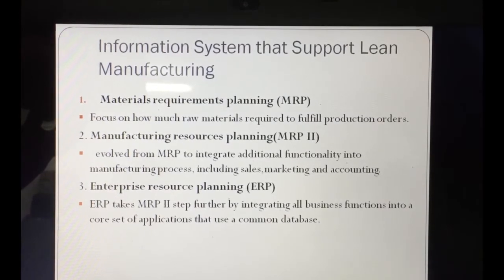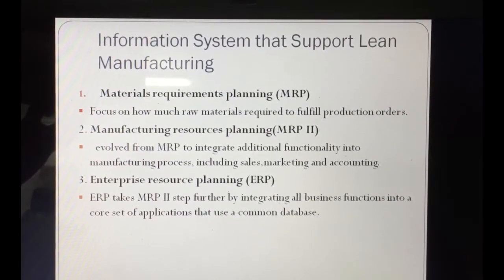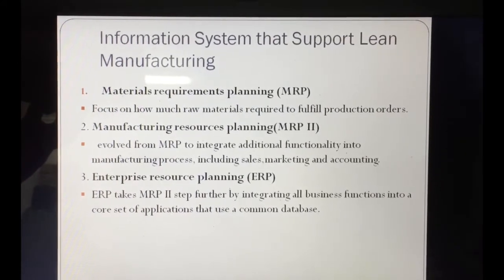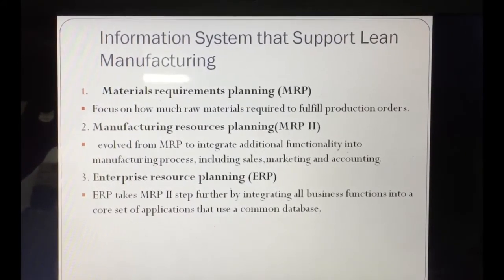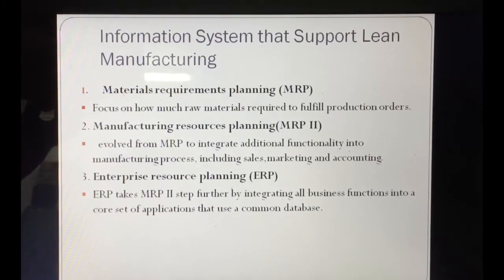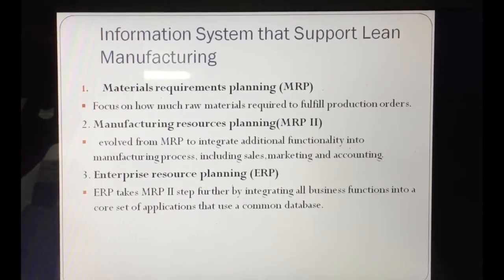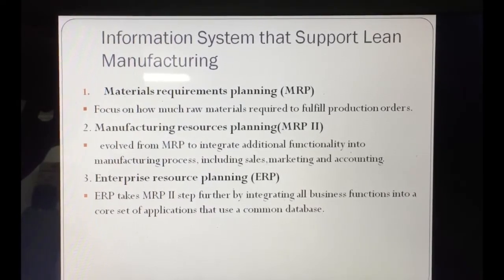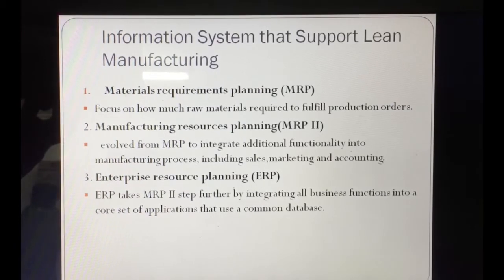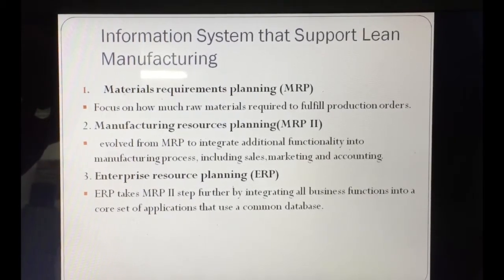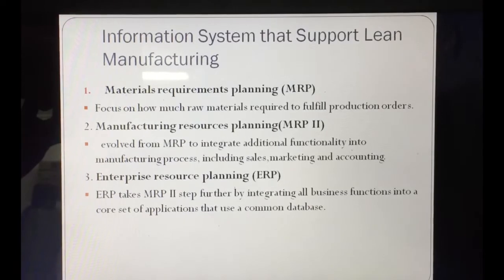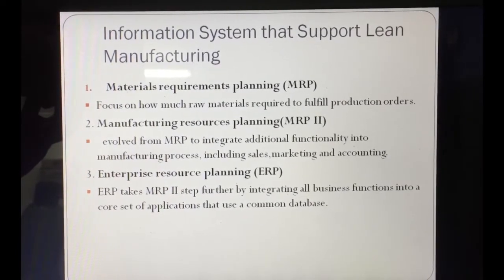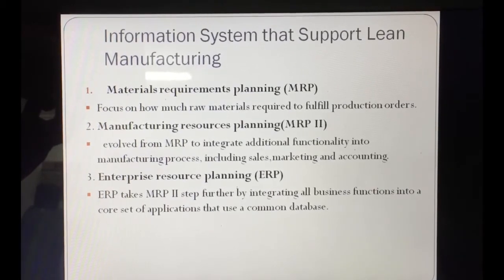indirect costs. So for the information systems that support lean manufacturing, there are three parts. The first one is material requirement planning, which is MRP, the next is manufacturing resources planning, which is MRP II, and the last one is enterprise resource planning, ERP. So material requirement planning focuses on how much raw material is required to fulfill production orders.